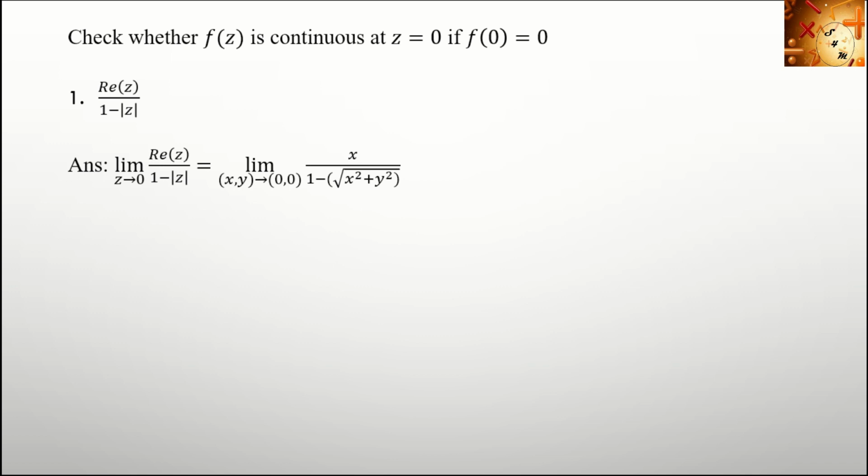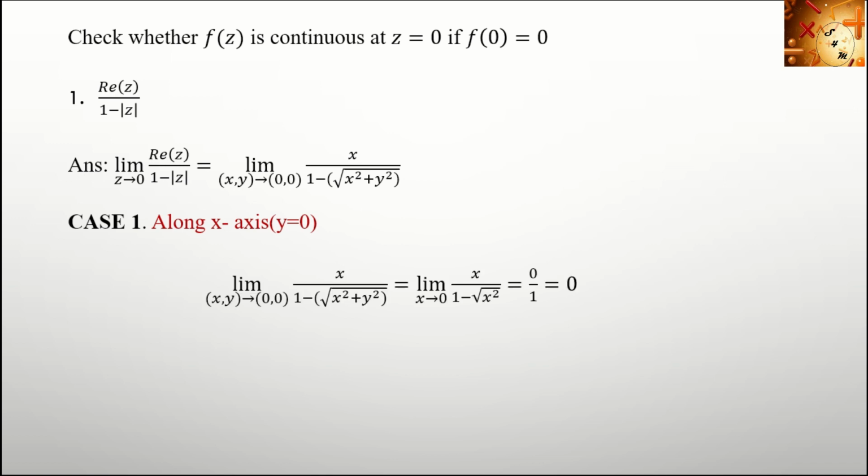This is the function. Next, I am going to check the limit along the x-axis. Along the x-axis means the y coordinate is 0. Therefore, the above expression becomes limit xy tending to 0, 0, x divided by 1 minus root of x square plus y square equal to limit x tending to 0, x divided by 1 minus root of x square, because we are checking it along the x-axis, so y equal to 0.